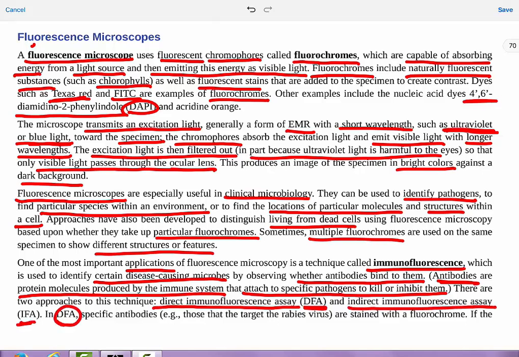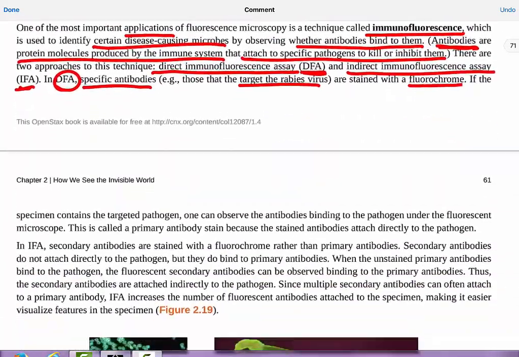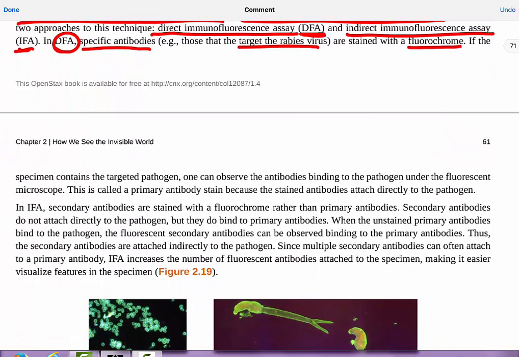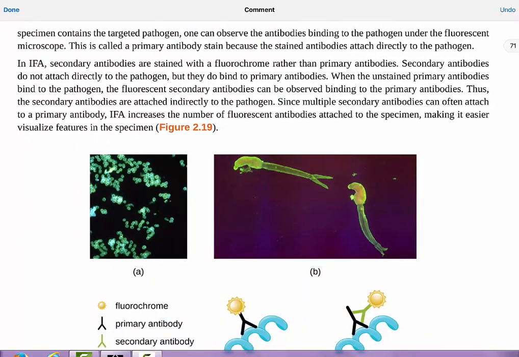So in DFA, specific antibodies, for example, those that target the rabies virus, are stained with fluorochrome. So they're taking those specific antibodies, those little guys that float around in the body, and say, here it is, I got them. And they stain those with the fluorochrome.